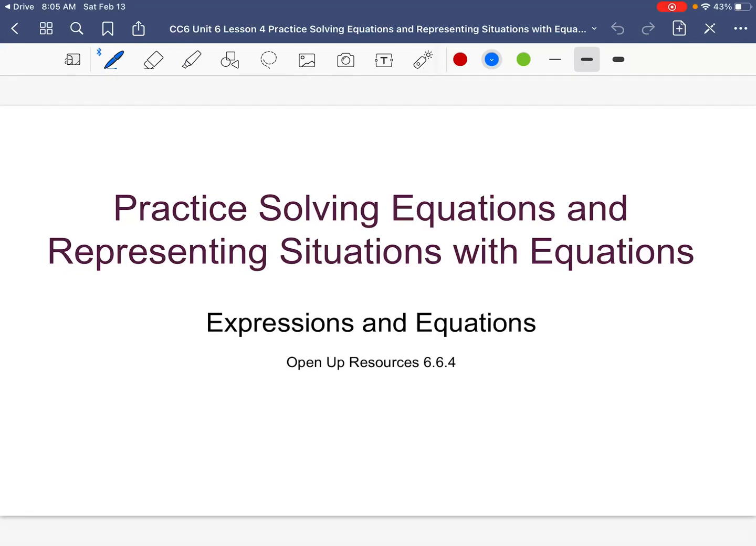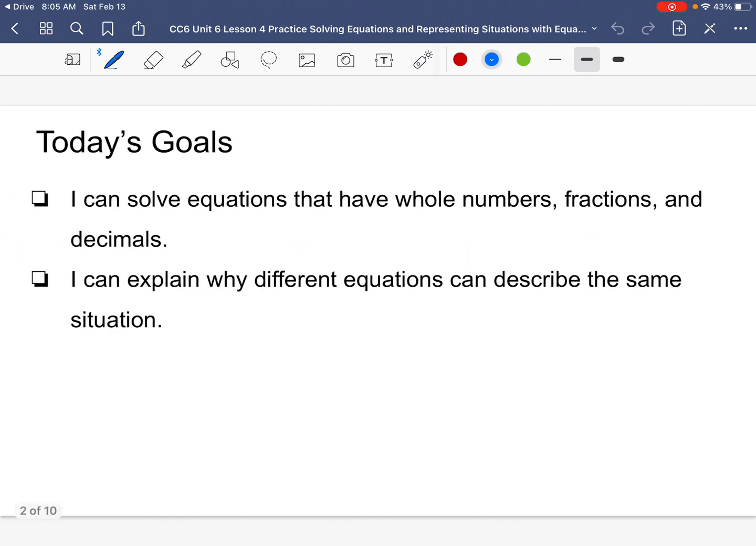Welcome to today's lesson, which is about solving equations and representing situations with equations. The goals of today's lesson are that you can solve equations that have whole numbers, fractions and decimals, and that you can explain why different equations can describe the same situation.